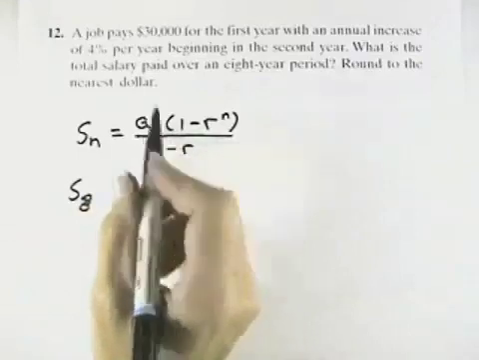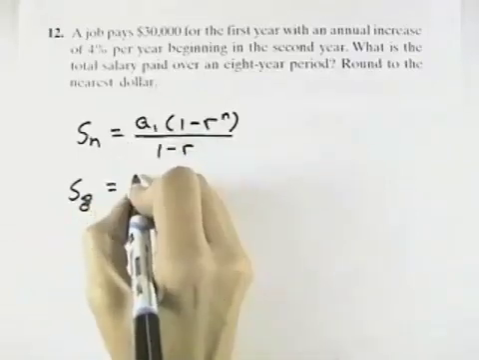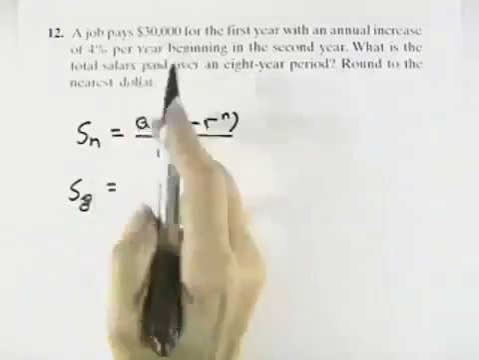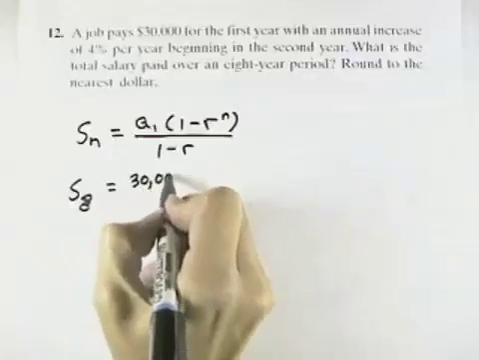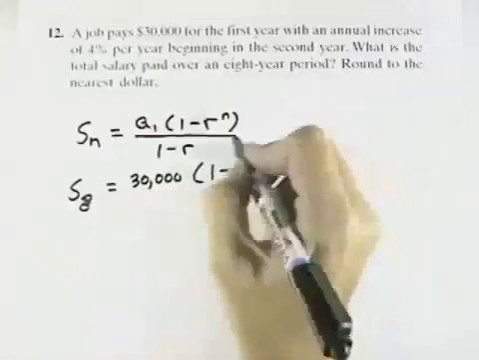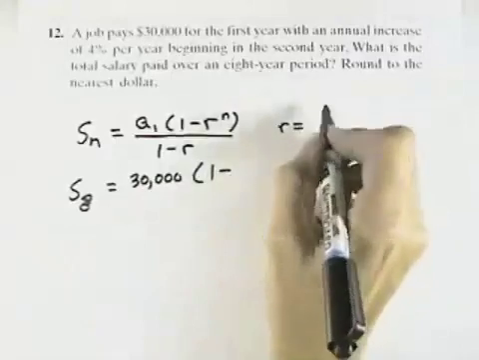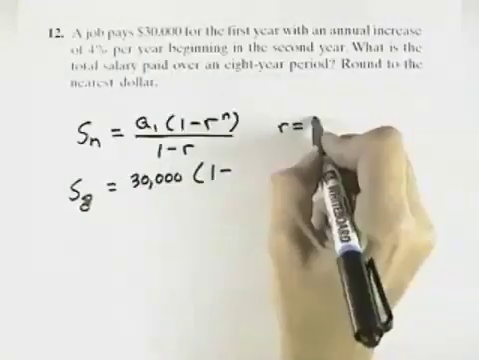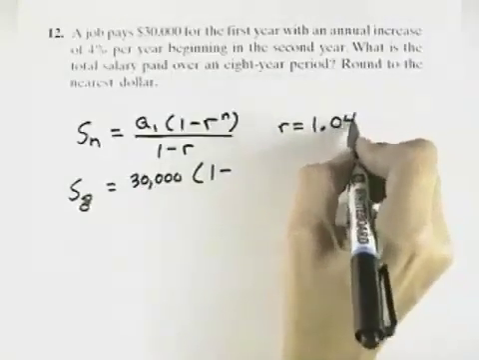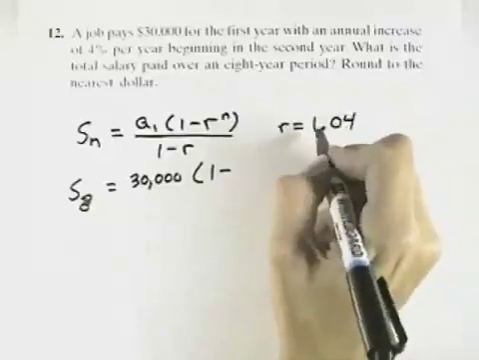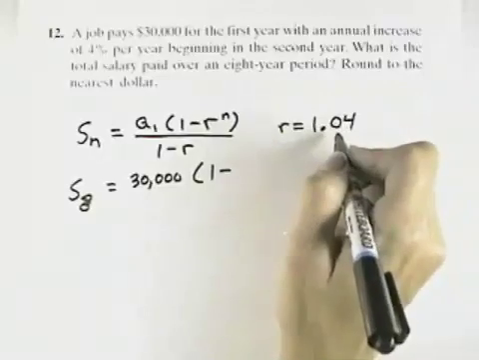Looking at this, we can see that the first term in our series is 30,000 because that's what our pay is starting at. Then 1 minus our common ratio. Well, if you have 30,000 and you want 4% more than that, you multiply it by 1.04, which is 104% of the one you have, and that will give you a 4% increase.